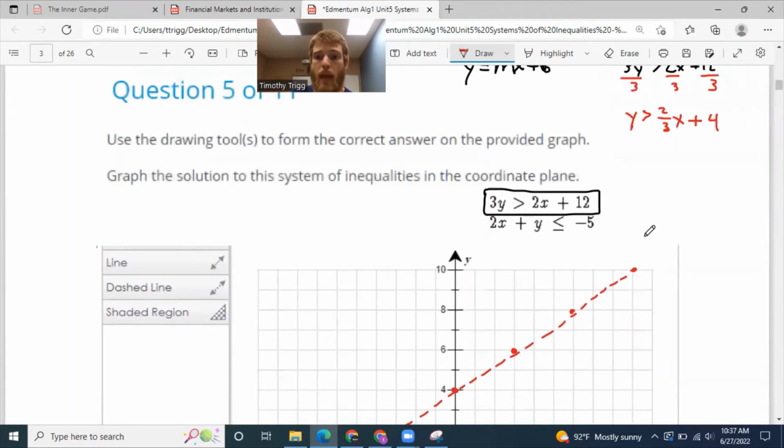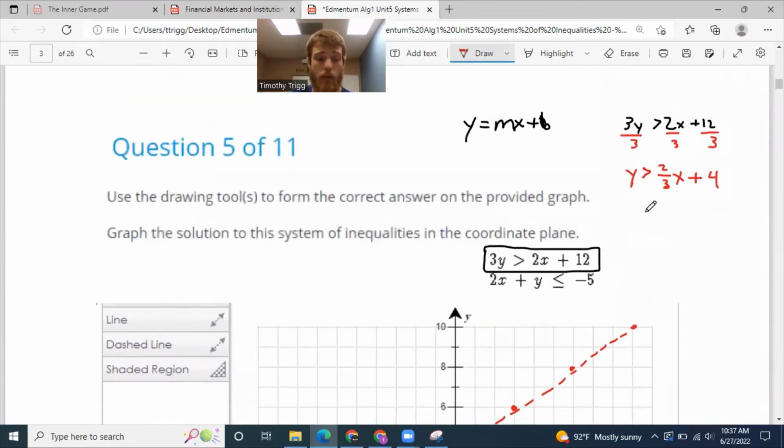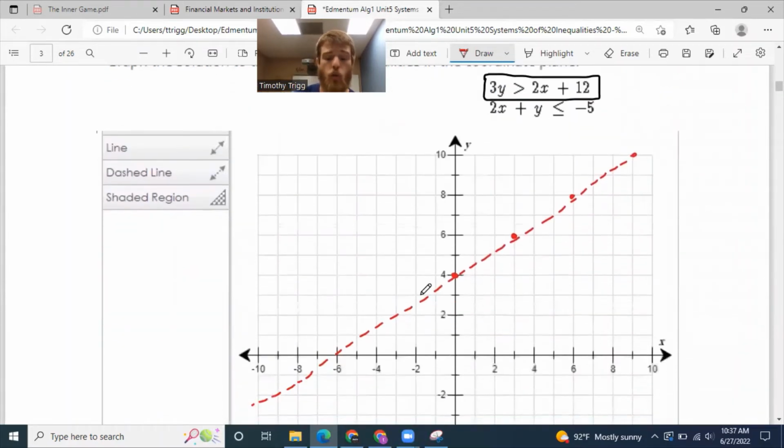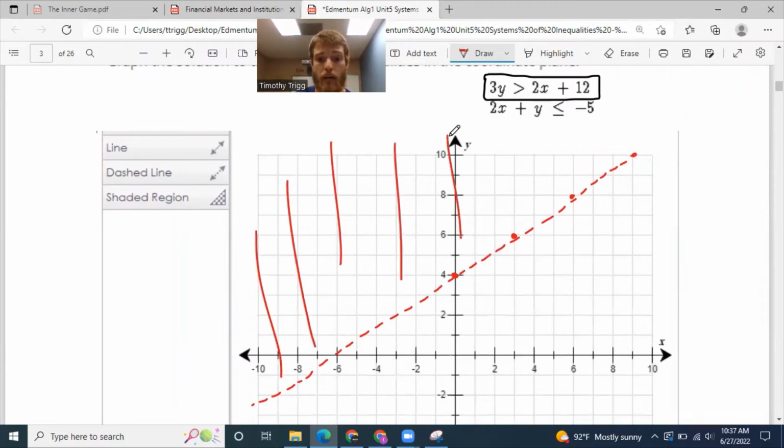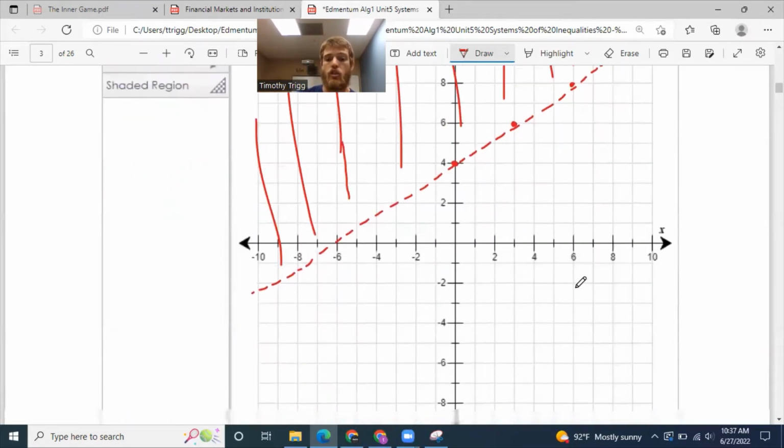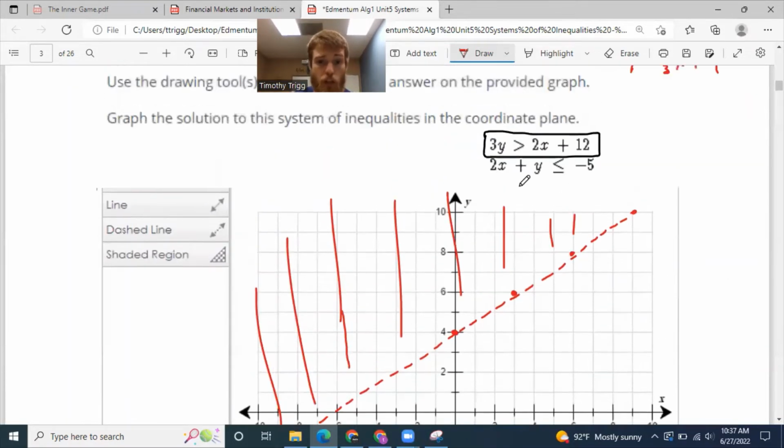Okay. And since it's a greater than, y is greater than, do we shade above this line or below? So our shaded region is going to be above, since it's y is greater than this line, okay? So shade above there. Let's go ahead and try the second inequality here.